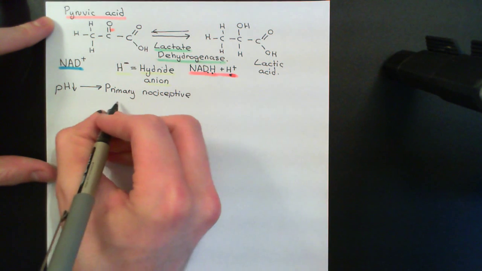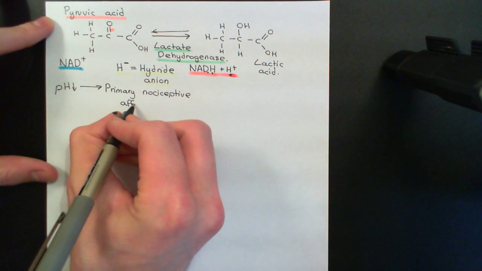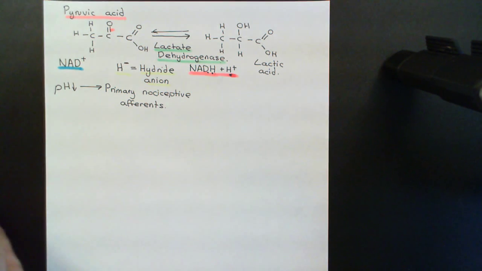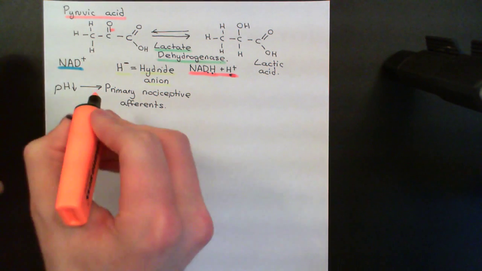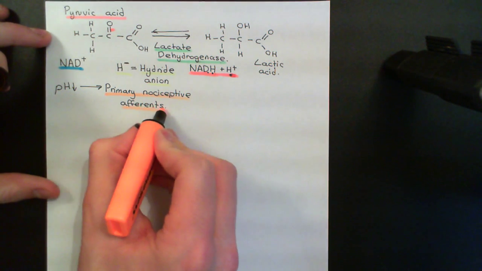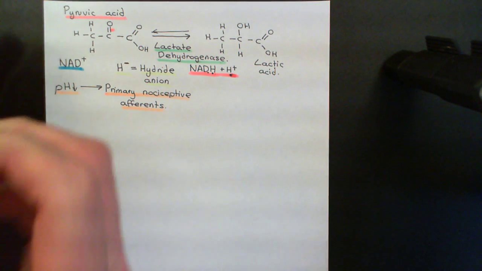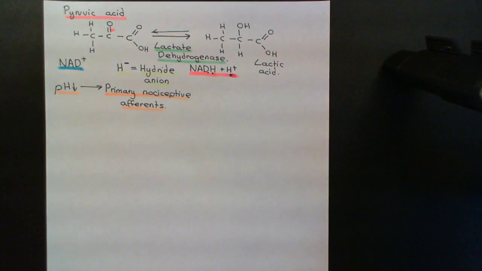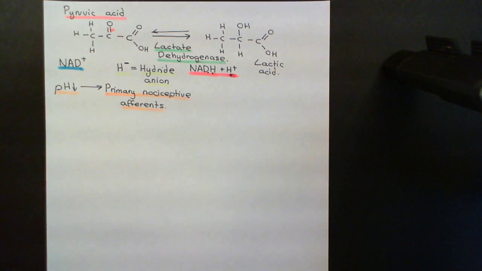So primary nociceptive, and then it's afferent because it's going into the spinal cord. So primary nociceptive afferents are the fancy word for these first order pain neurons that are going to respond to the pH going too low. Okay, and that's then going to convey the information up into the central nervous system, and that's going to create the conscious sensation of horrendous crushing chest pain in the heart upon exercise.